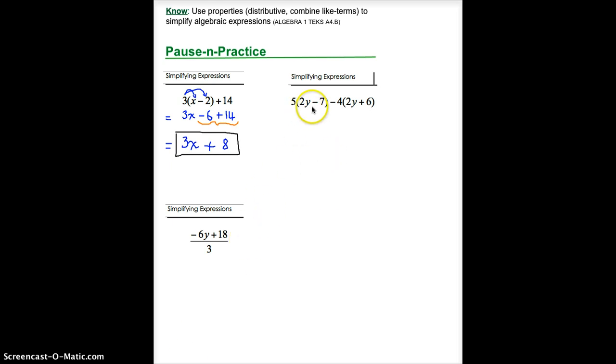5 times 2y minus 7 minus 4 times 2y plus 6. In this problem, please be very careful with this -4. Ready? Go. Please pause the video.